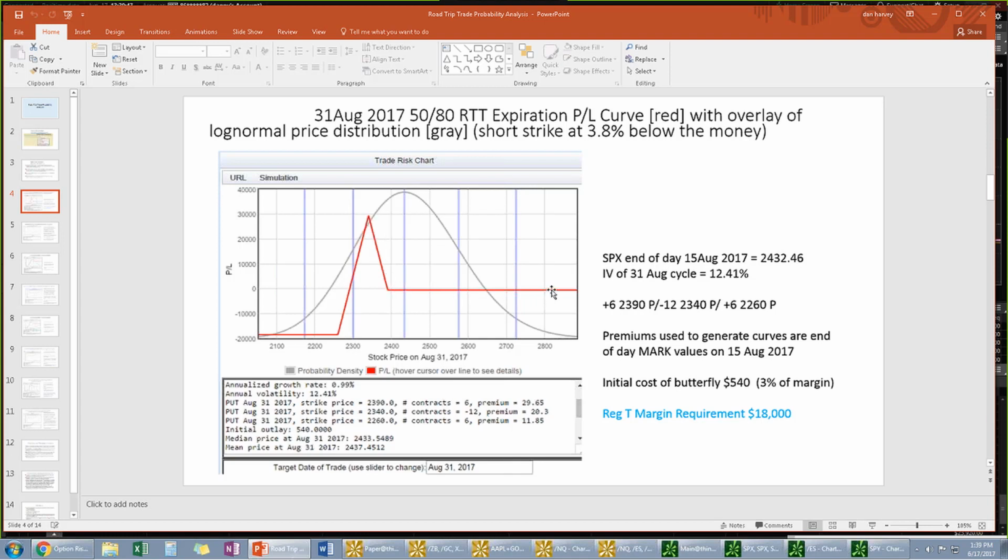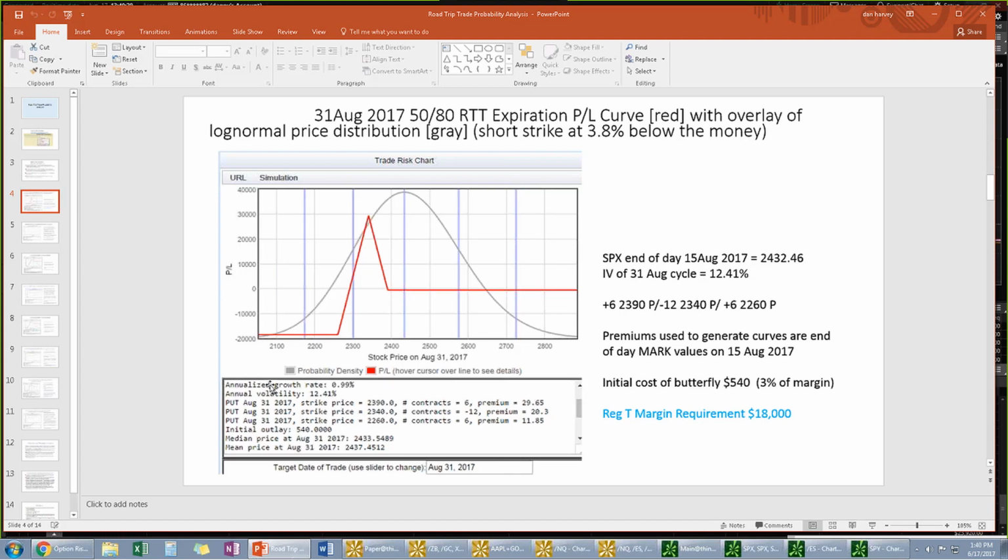And you can see, lo and behold, to no surprise, it looks like a standard road trip trade curve at expiration. And you can see down here, these are the strikes, 23.90, 23.40, 22.60. I did a 6 lot. Those are the mid prices at the close, at the end of day. And the volatility for this cycle, not the average volatility for SPX, is 12.1 at that time on the 15th.